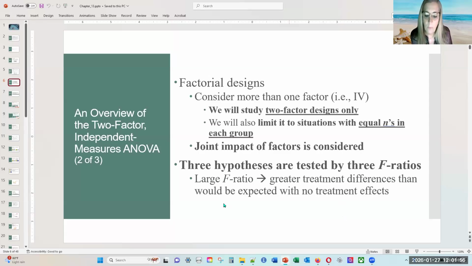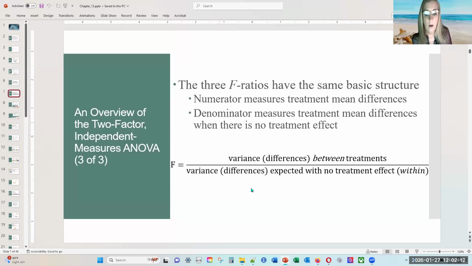All right, so to do that, we will look at three hypotheses when we're looking at the three F ratios. So we'll be calculating three different F ratios and seeing how they all work together. All right, so the three F ratios have the same basic structure. The numerator measures treatment mean differences, and the denominator measures treatment mean differences when there's no treatment effect.